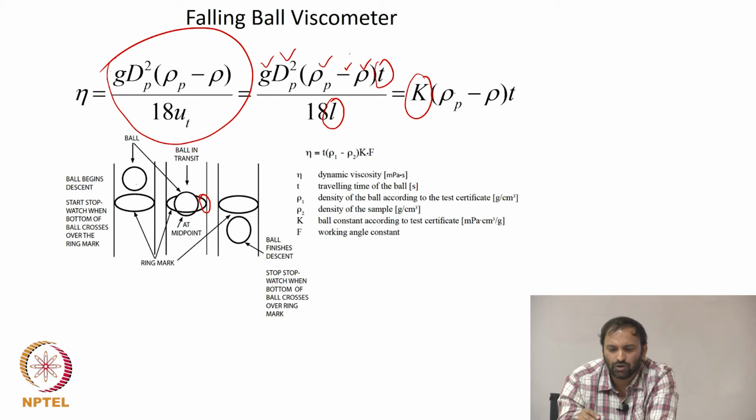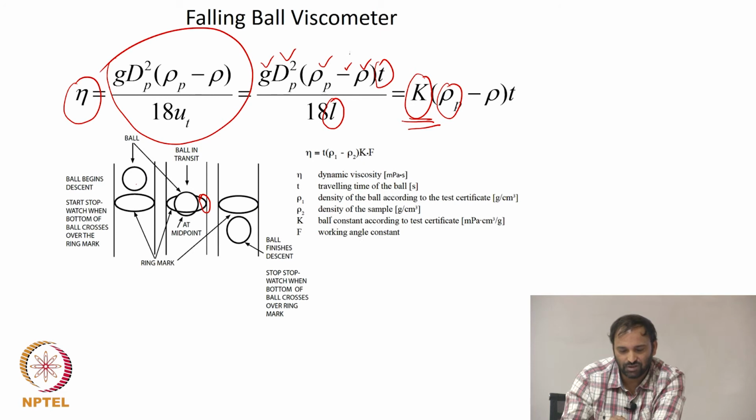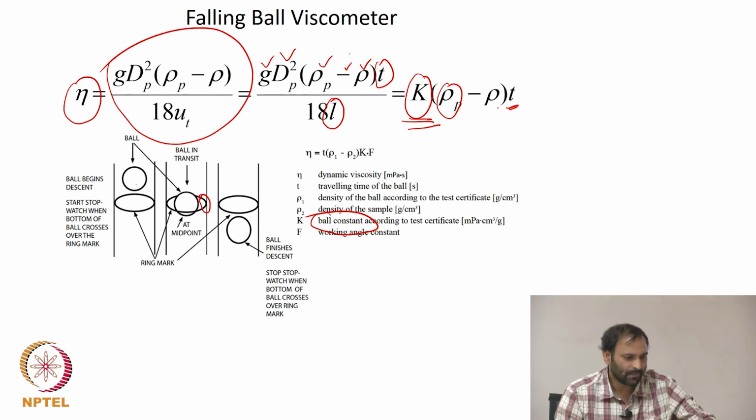Now, rho p is kept here because it depends on the kind of fluid you are working with; you may be working with objects of different materials, such as a steel ball or a glass ball. So your viscosity is given by some constant k, called the ball constant, which depends on the properties of the ball. You measure the time and you get your viscosity. That's how falling ball viscometers work.